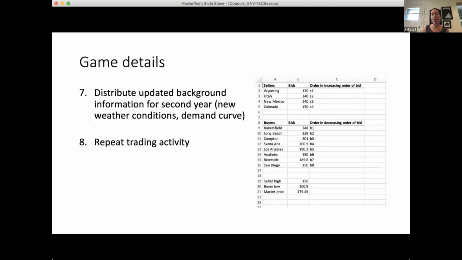After doing the first round, I then give them updated information that might include a change in weather conditions or a shift or a pivot in their demand curve for their group. And then we enter into a second round of the trading activity.